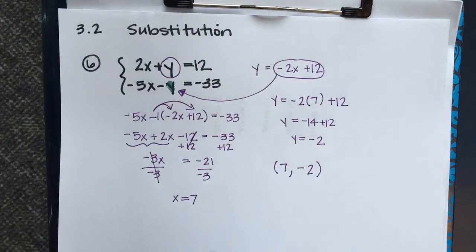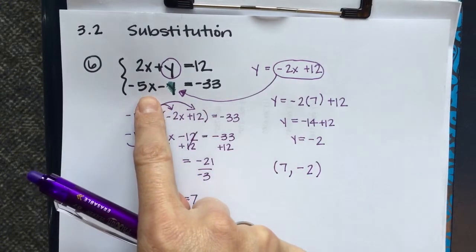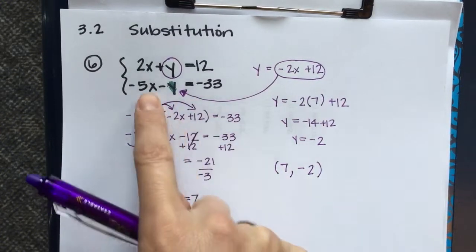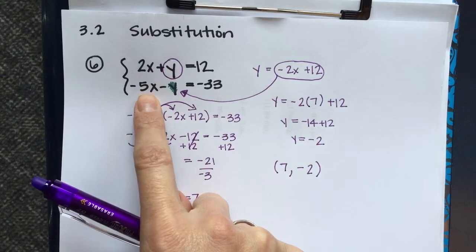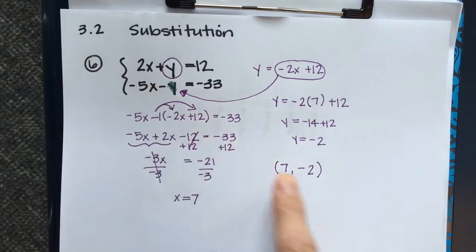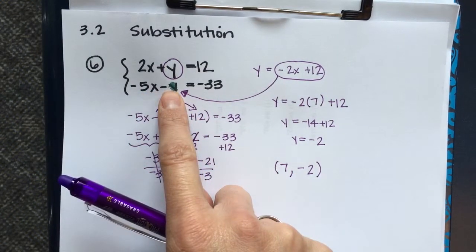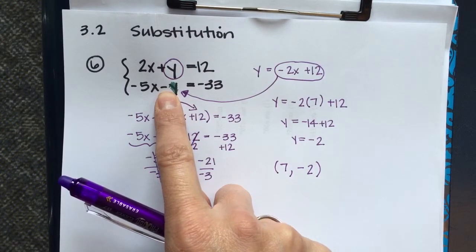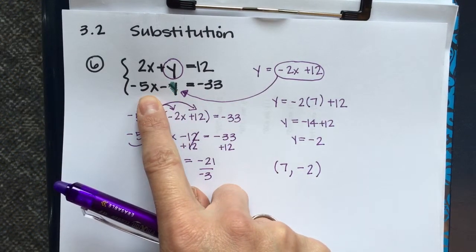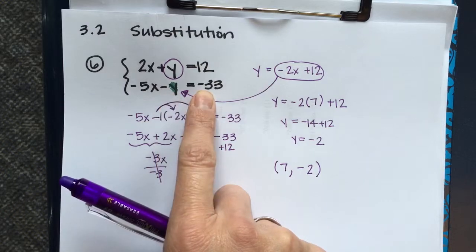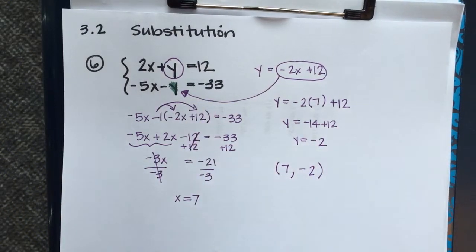On your test, you can check it. Remember that you can go into the other equation, this bottom one now, and you could put 7 in for the x. That would be negative 35. Negative 2 in for the y. Subtracting a negative would make that plus. So negative 35 plus 2 equals negative 33. It checks out, and we're good.